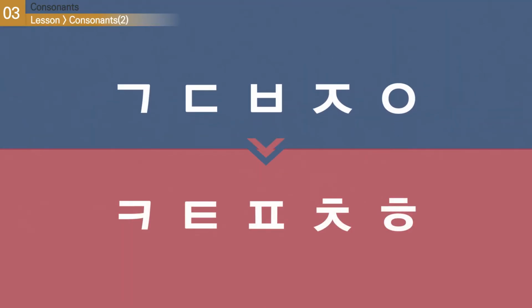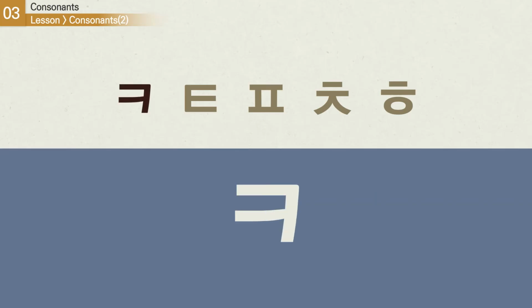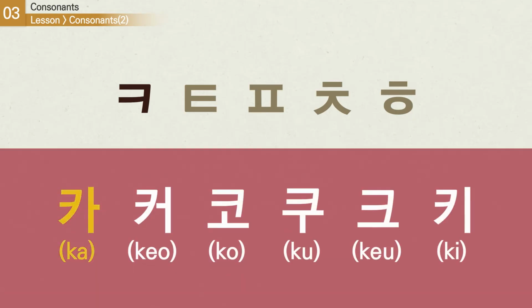Moving on, let's try adding another stroke to the consonants we just learned about to make even more new sounds. When you add an extra stroke to the basic 5 consonants, it gives us new, stronger sounding consonants. Kiuk is made by adding an extra stroke to kiok. This makes a stronger sound since you should push more air out as you pronounce it. Listen carefully. 카, 커, 코, 쿠, 크, 키.